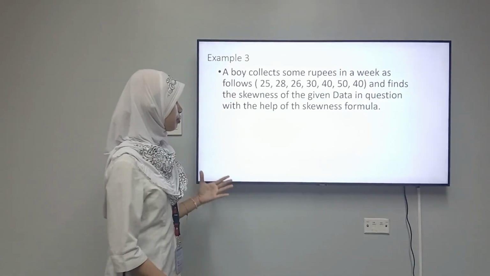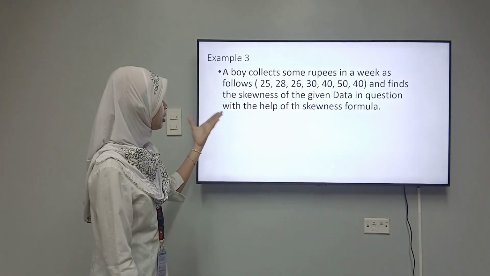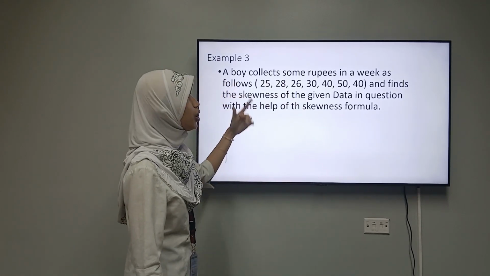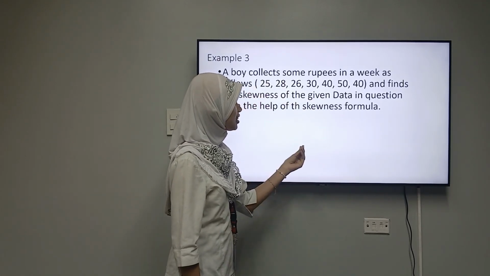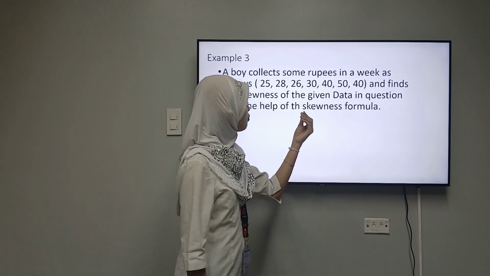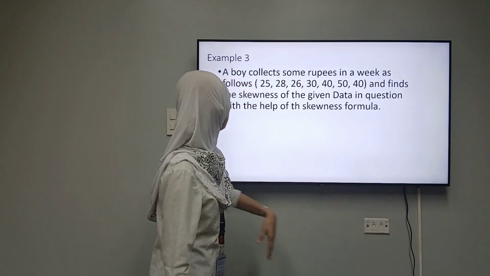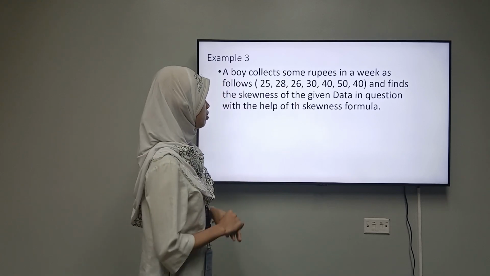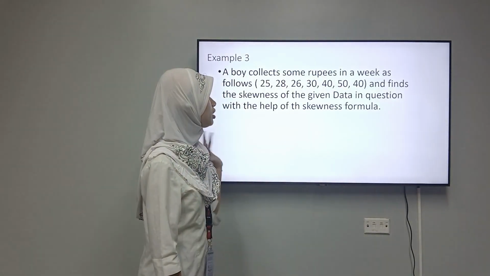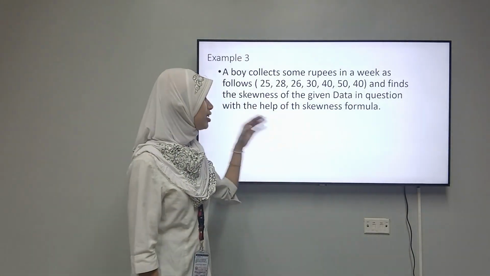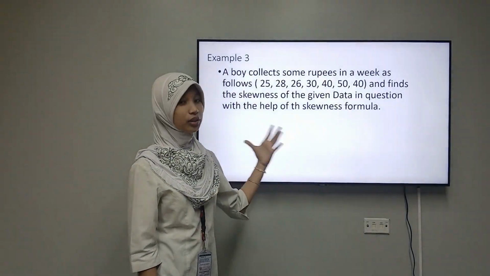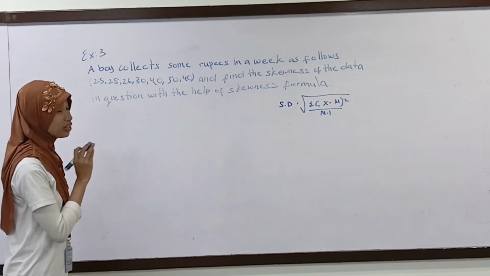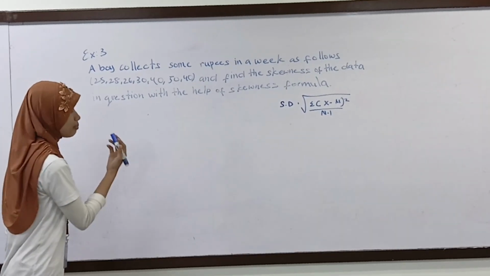On the third example, a word problem: a boy collected some rupees in a week as follows: 25, 28, 26, 30, 40, 50, 40, and find the skewness of the given data with the help of the skewness formula. In this, we're going to find the mean, median, mode, and standard deviation before we find the skewness. In order to solve the skewness formula, we first need to find the mean.